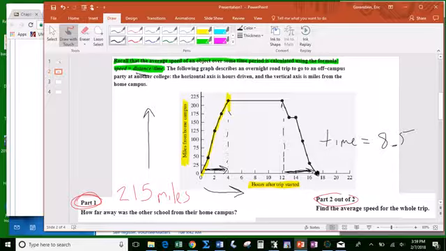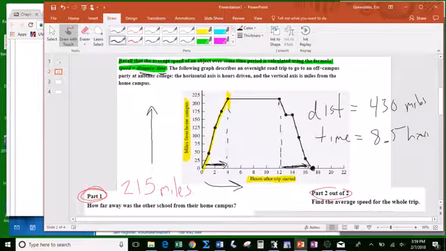So we need distance over time. From part A, we have distance. Well, that's one leg of the trip. So it's 215 miles to get there, 215 miles to get back. So double the 215, and we're at 430. Okay, so distance is 430. So that's 430 miles, 8.5 hours. All right, so there's your miles per hour.